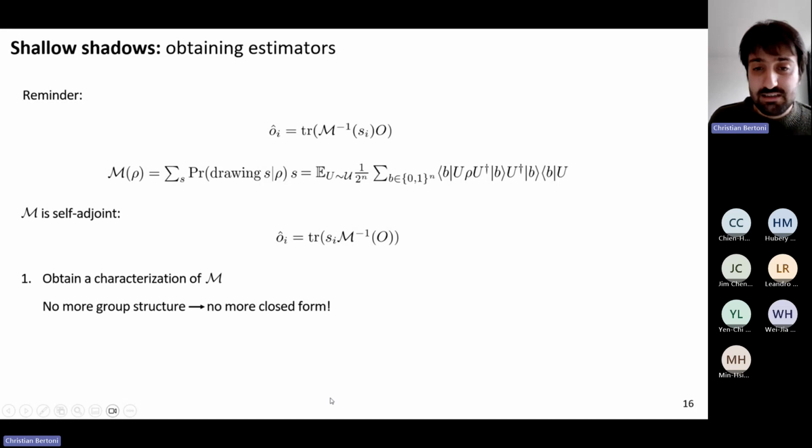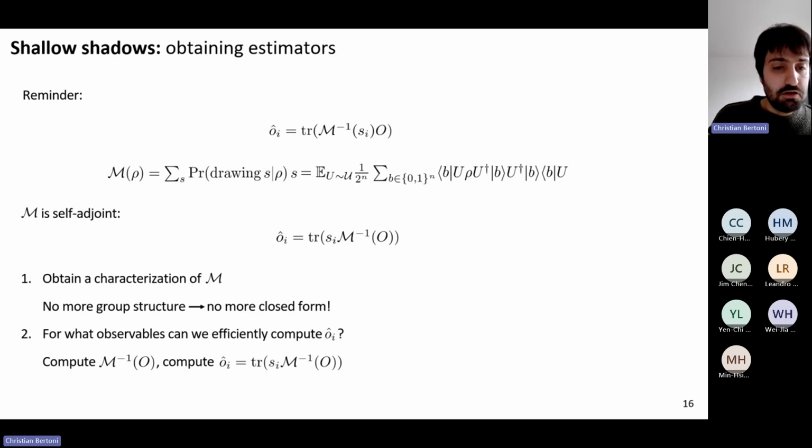And this will be divided into two main sub-problems. First one is to obtain some characterization of this channel M, because since we have no more group structure, there is no more closed form. And once we have obtained this, we need to also invert it, and we will not be able to do it for just any observable. And so the fundamental question is, for what observables can we do it? Can we compute M-1 of O and then compute even this overlap with the snapshot once we have it?